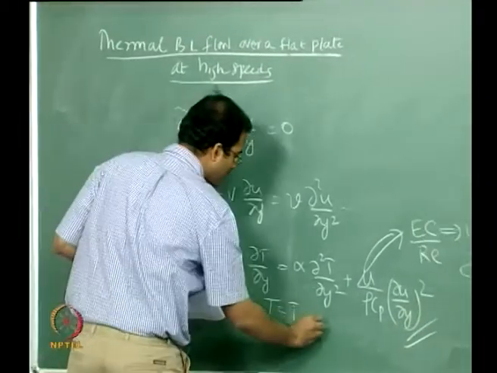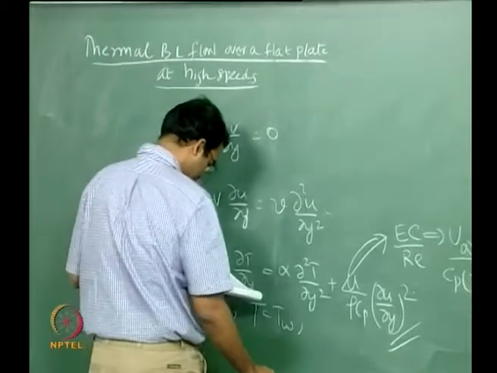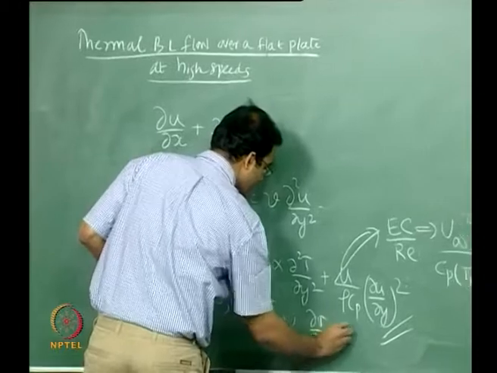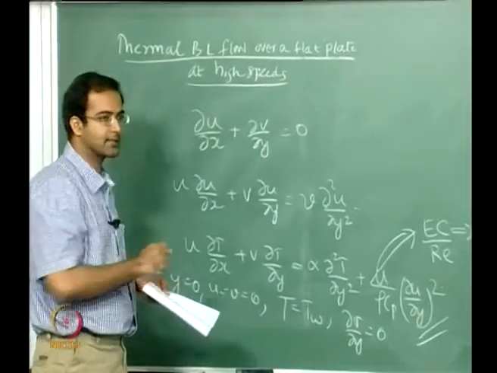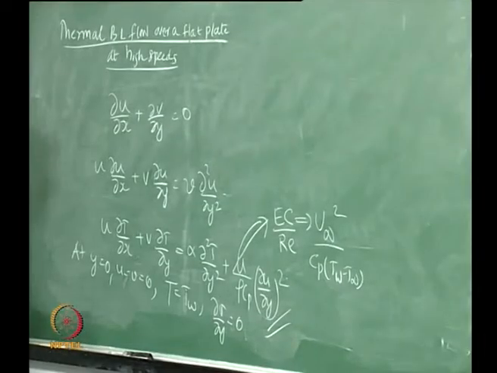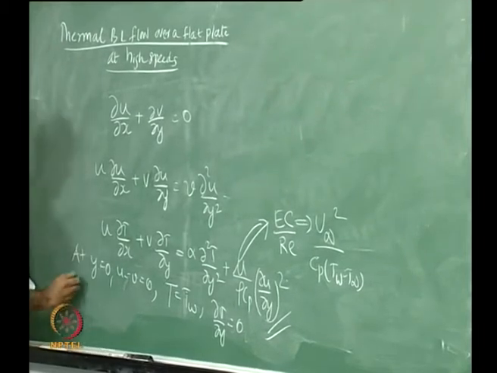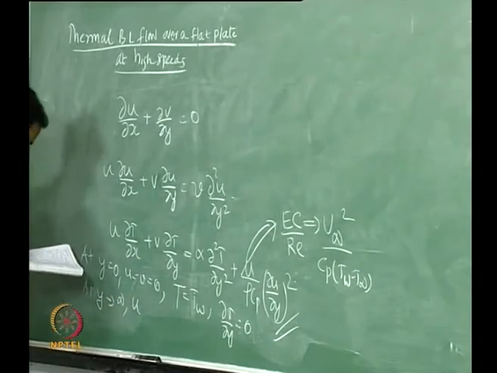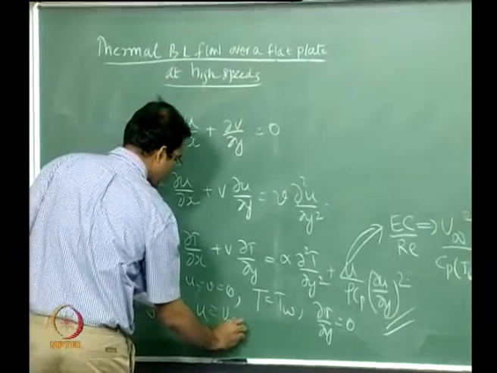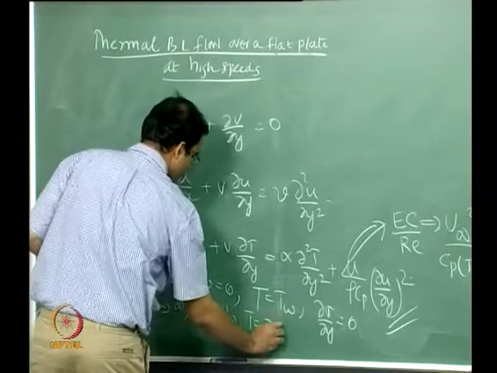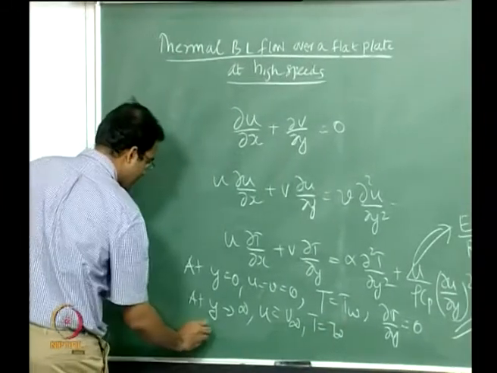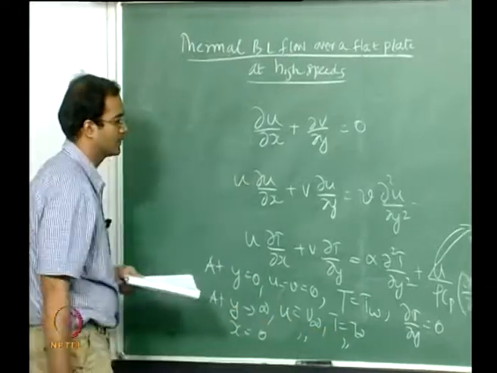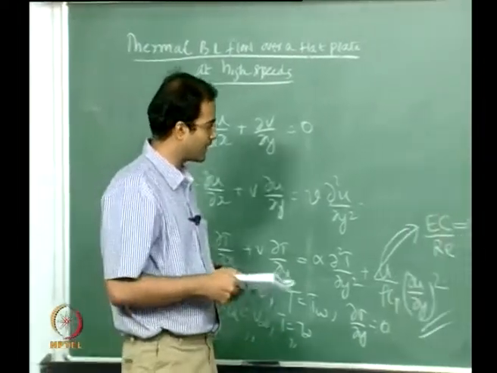So you can also maintain a boundary condition that dT by dy is 0. In either of these cases you can solve for heat transfer. And similarly, as y goes to infinity, u equals U infinity and T becomes T infinity, and the same thing at x equal to 0. So these are your governing equations.